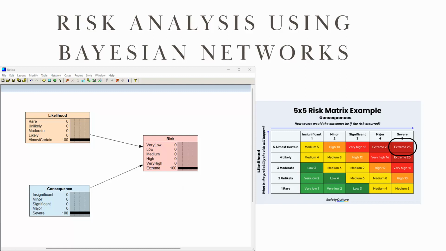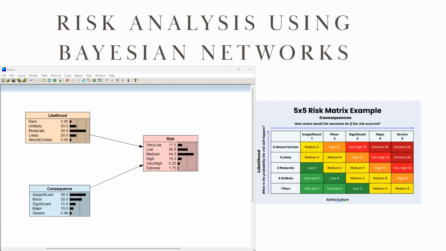So we can do forward reasoning from cause to effect, from likelihood and consequences to risk. But one of the cool things about Bayesian networks is you can also do backwards reasoning from risk to likelihood and consequences. First, we reset the network back to the no evidence state, like so.